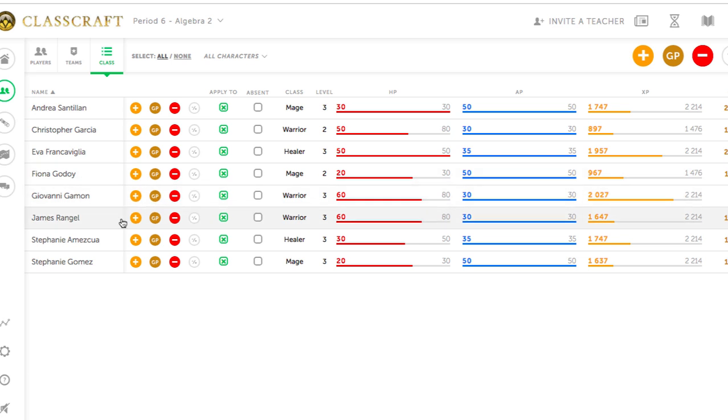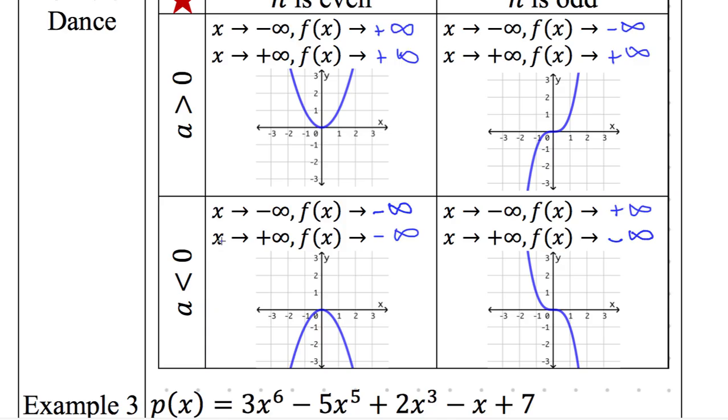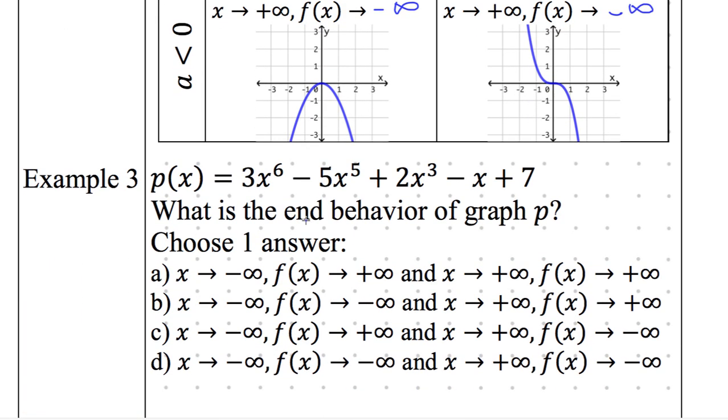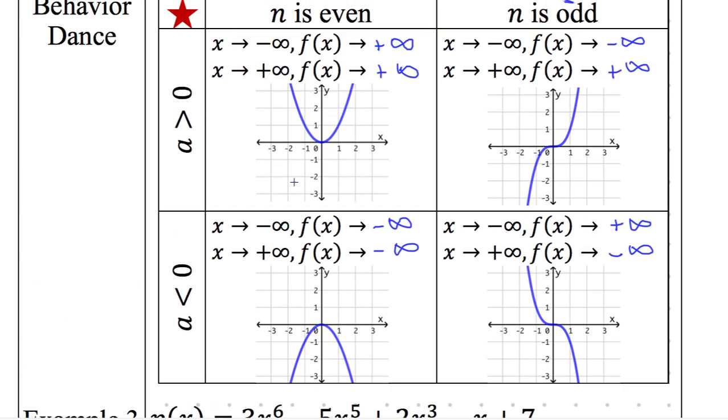All right, come on, go. Before we do the example, I want to test you guys with a dance. So you have 4 options for the dance. There's only 4 dance moves that you need to know. Is everyone paying attention? There are 4 dance moves. This is the first dance move. N is even, A is positive.